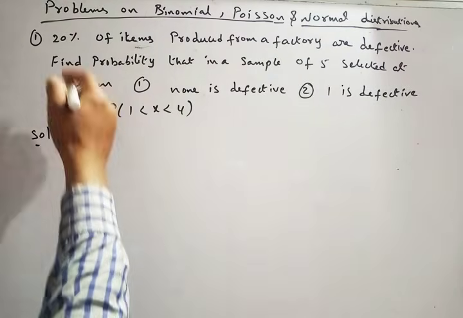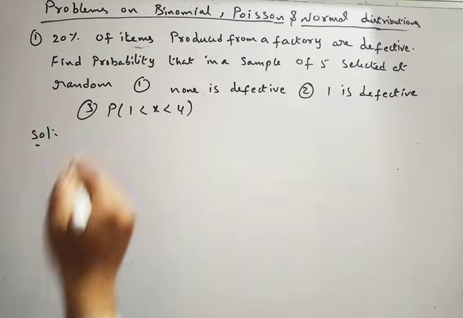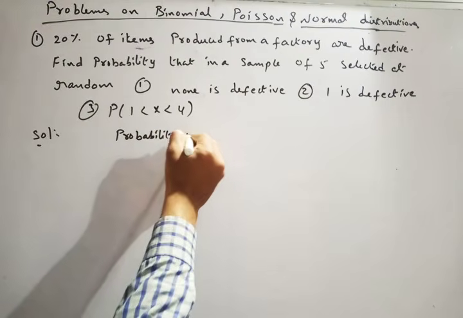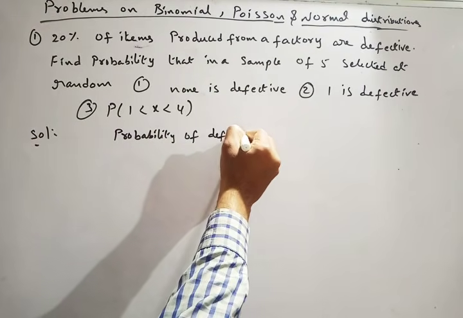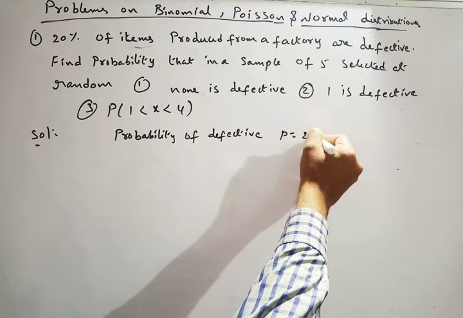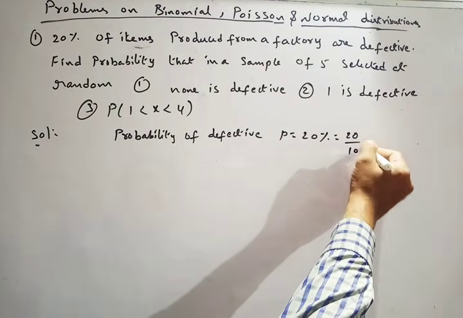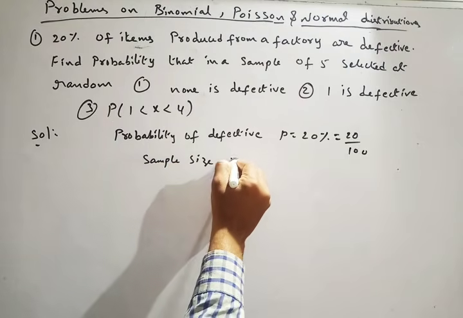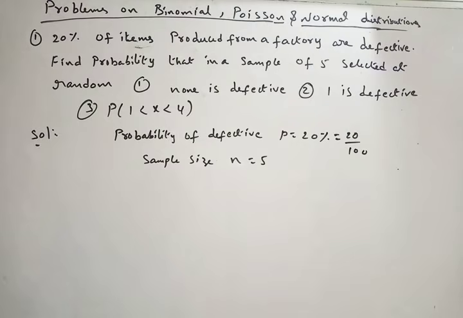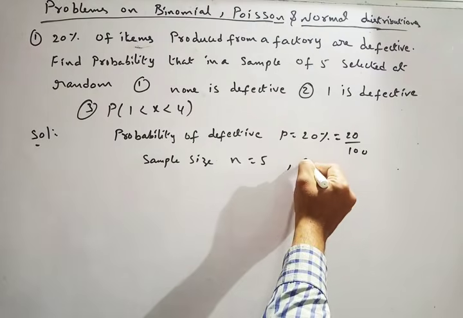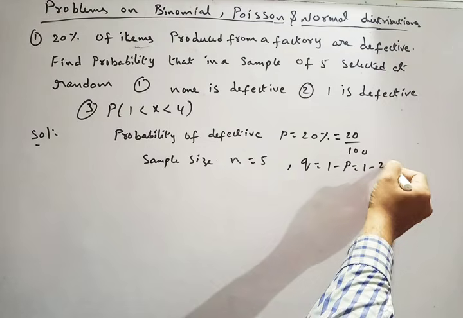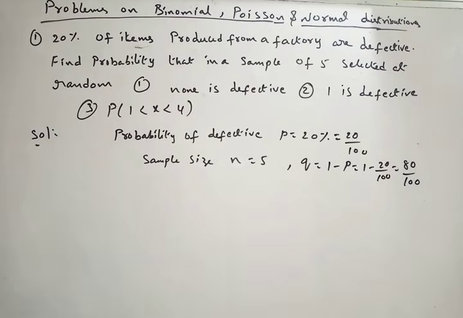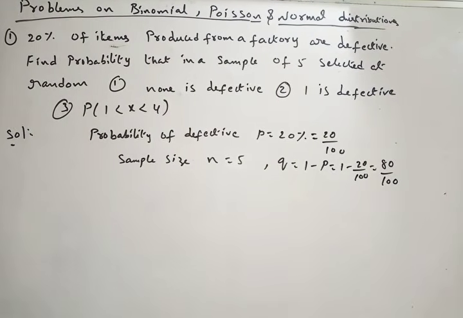So how to solve this one? First of all, what he gave here is the probability of defective items, small p, which is 20%, that is 20 by 100, correct? Sample size, how many we selected? Sample size n is equal to 5. Then q is equal to 1 minus p. 1 minus 20 by 100 will give you 80 by 100, correct?